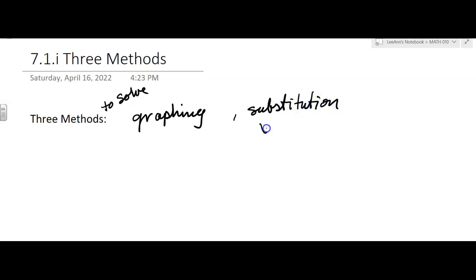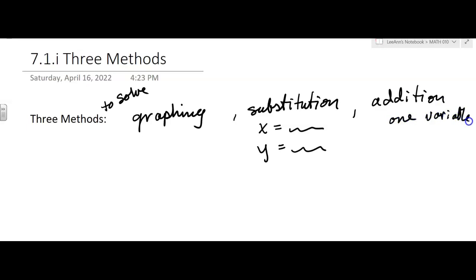Okay, so this is kind of a quick review video here. There are three methods to solve: the graphing method, substitution, and the addition method. When we're substituting, we want either x equals something or y equals something, and then we can substitute. For the addition method, we need one variable to eliminate. And the good news is you can multiply by whatever you want. Okay, so that's just kind of a recap of the three methods.